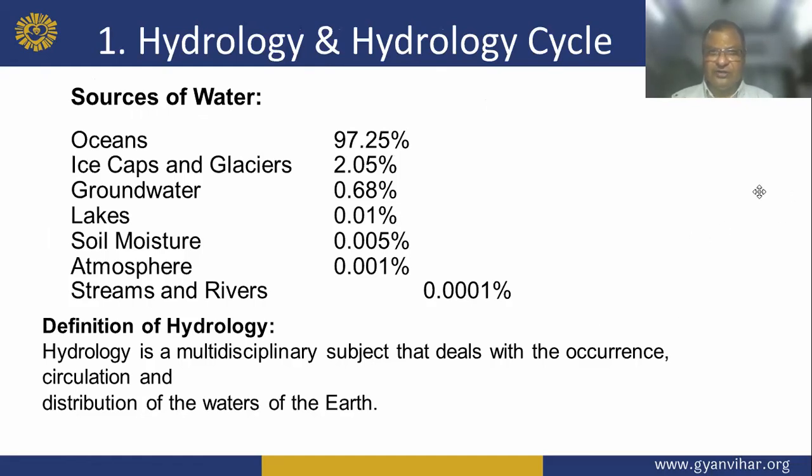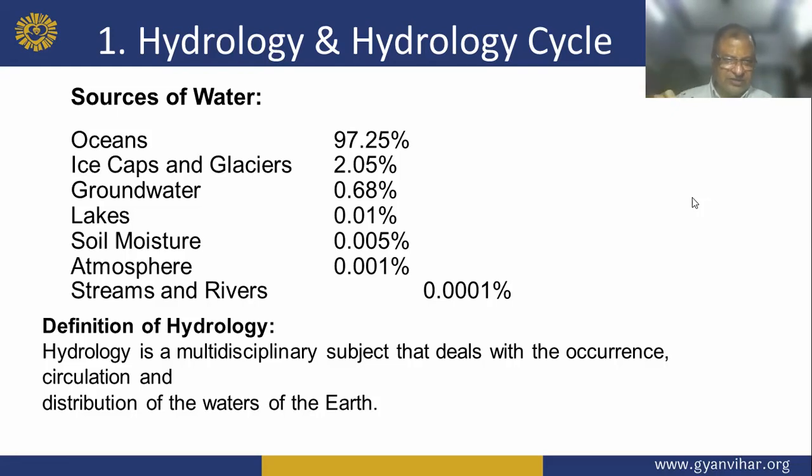Now, hydrology and the hydrologic cycle. Ocean: the water available in oceans is 97.25%. Ice caps and glaciers 2.05%. Groundwater 0.68%. Lake 0.01%. Soil moisture 0.05%. And atmosphere 0.01%. Then stream and river.